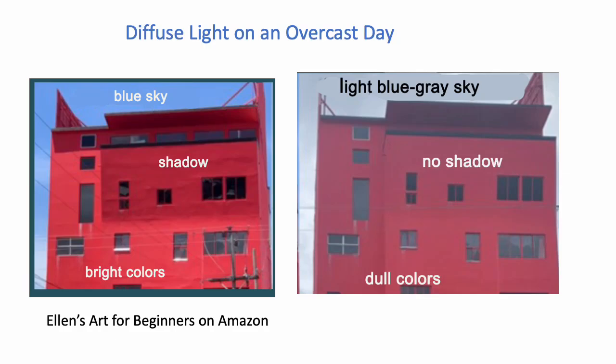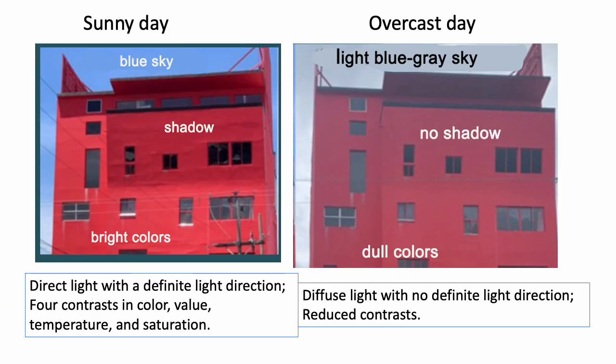In this video, I'll talk about diffuse light on an overcast day, which differs from the direct light of a sunny day that I talked about in my last video, and it's in my book, Ellen's Art for Beginners, on Amazon. In my last video, I showed you how to paint a convincing sunny day.